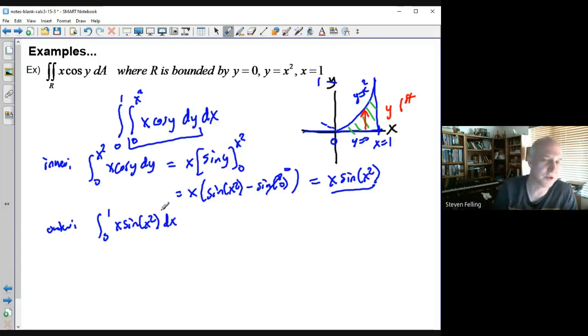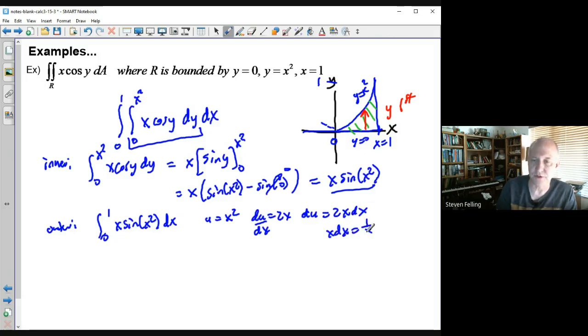And a lot of these problems are going to be this way, because it would be very difficult for me to do sine of x squared directly if this x wasn't here, right? So I think I could just do u substitution, right? Let's make u the inside function, because x squared is clearly inside of the sine. So let u equal x squared, which means du dx will be 2x. Therefore, du is 2x dx. Therefore, x times dx is equal to 1/2 du.